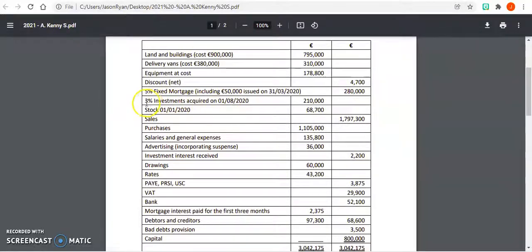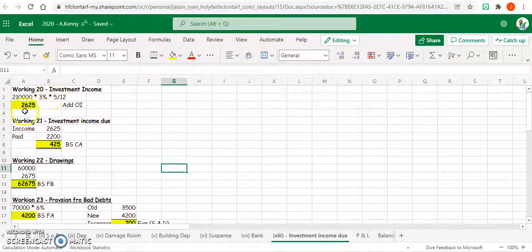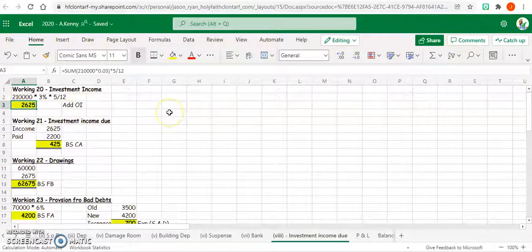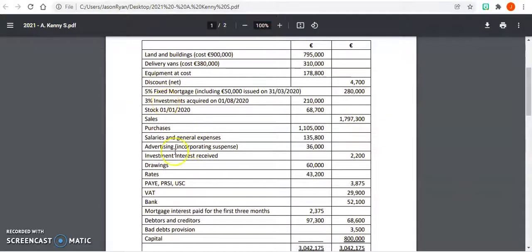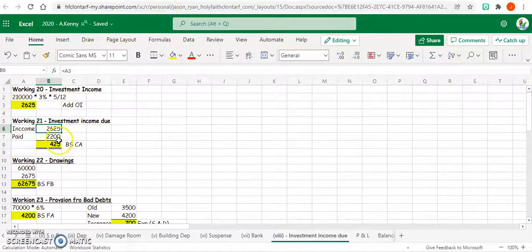So we find out here, investment income 210,000, 3% multiplied by 5/12, because you only have it for 5 months, gives us 2,625. That's how much you're supposed to receive, and that's added to your operating income. The question is telling us that we have received 2,200. So what's left to receive then is the difference between the two, which is 425. That goes into your balance sheet as a current asset.